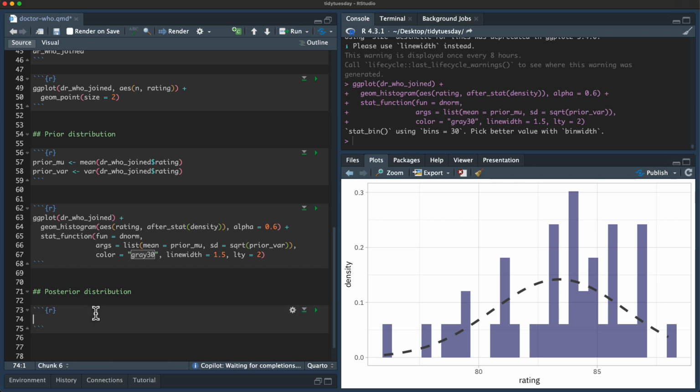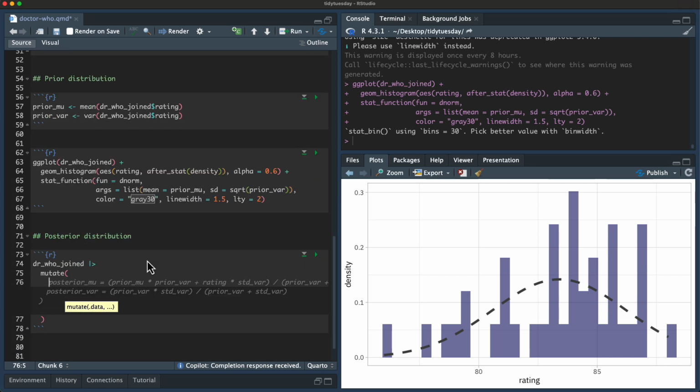So what we want to do is, let's say Doctor Who joined, and we are going to compute two things. We're going to compute a shrinkage factor. Oh gosh, I don't think any of those are right. Shrinkage. So here we want to put, that one is right.